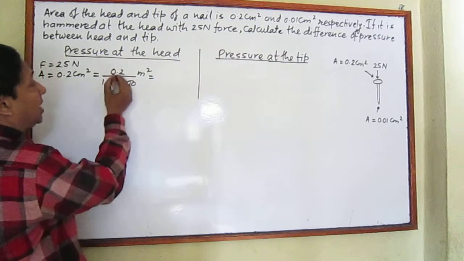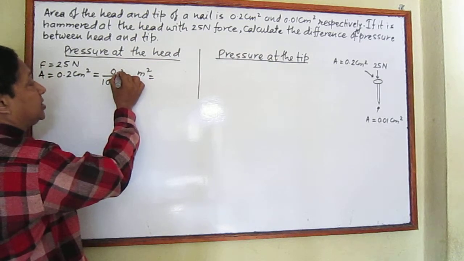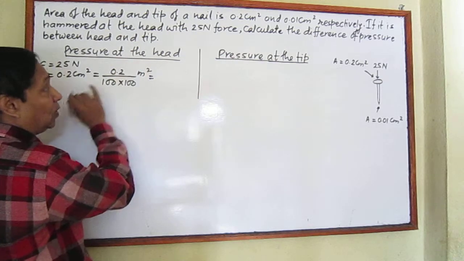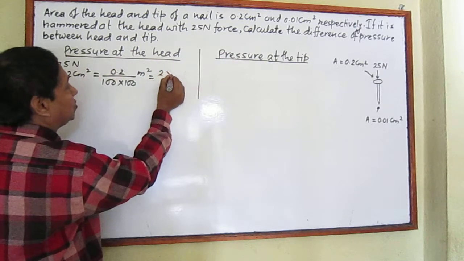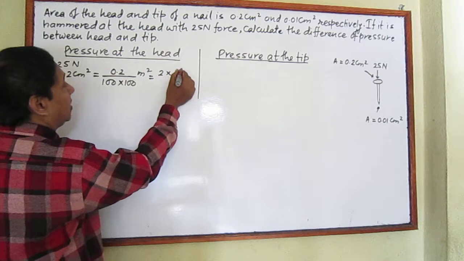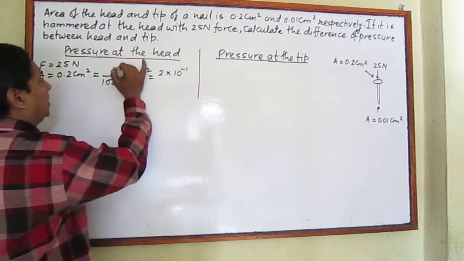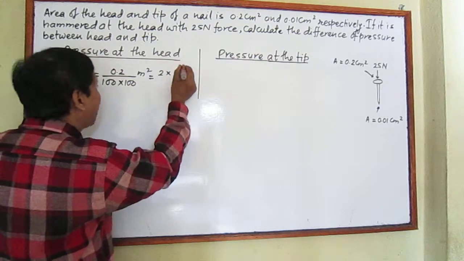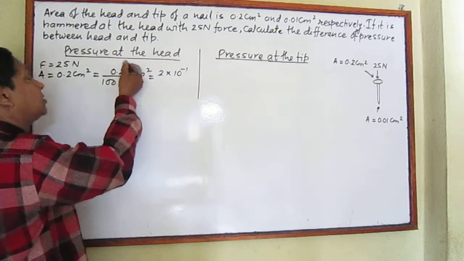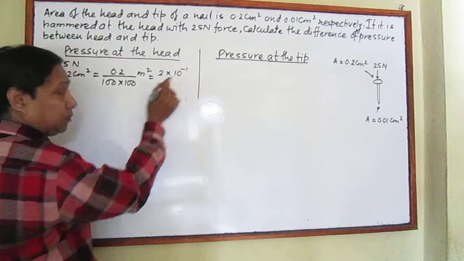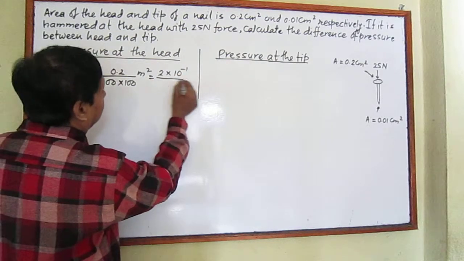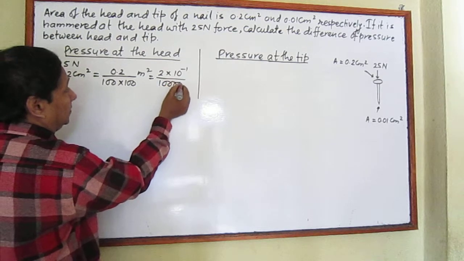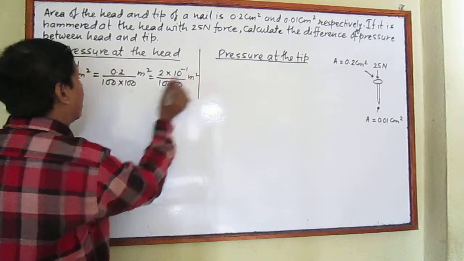Now in the meantime, I want to write this point number as a whole number. Point is if shifted to right hand side, 1 digit right hand side, then we can write 2 into 10 to the power minus 1. Since it is shifted to 1 digit right hand side, that's why 10 to the power negative 1. If it was shifted to left hand side, 10 to the power positive. Okay, divided by 1 having 4 zeros. And this is meter square.